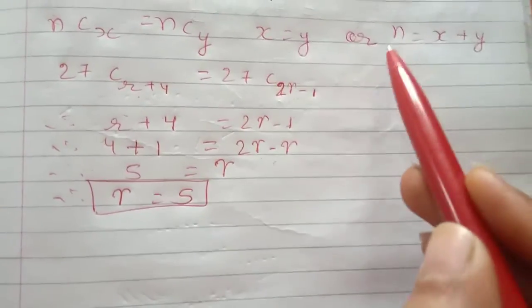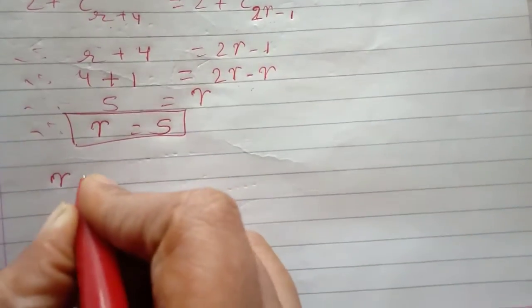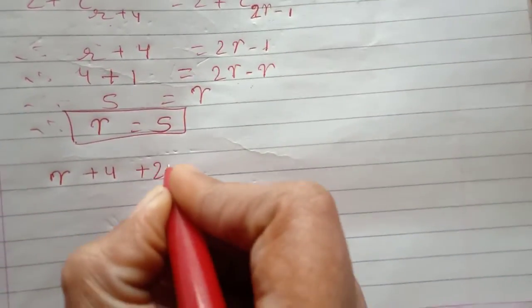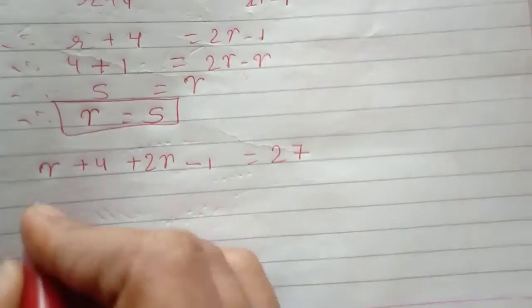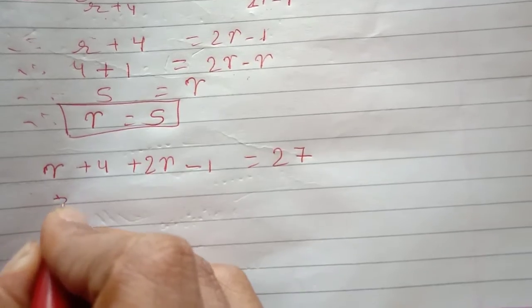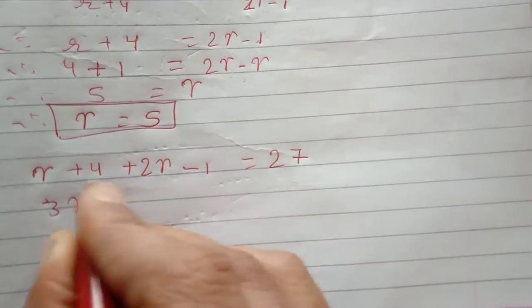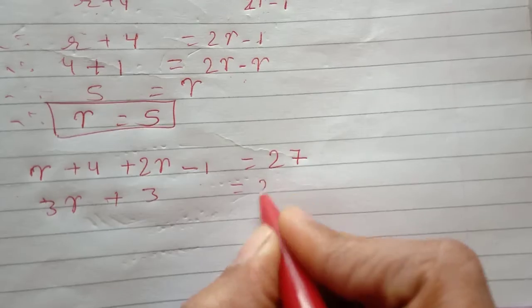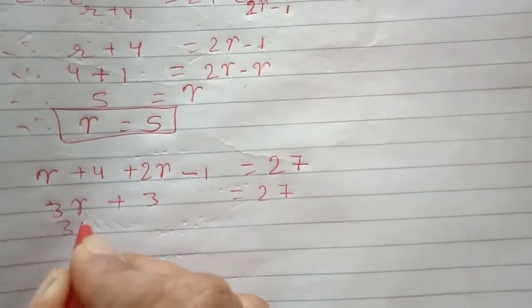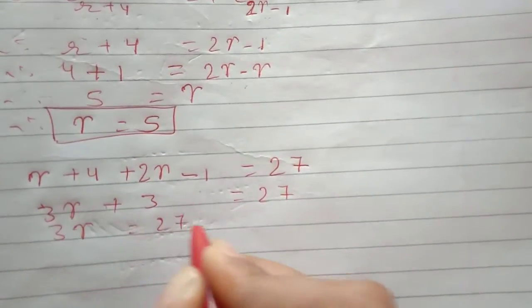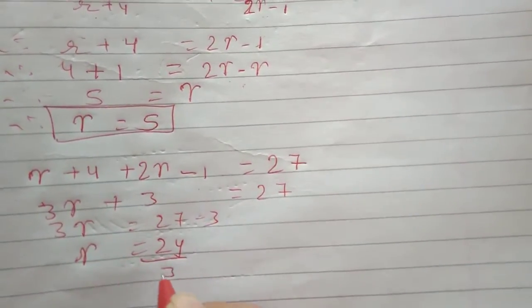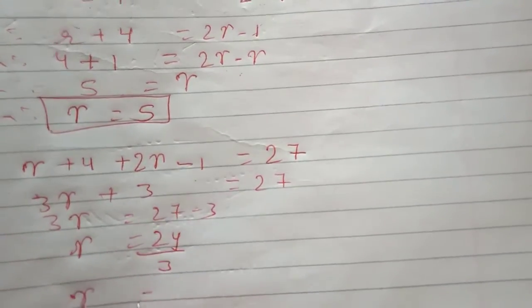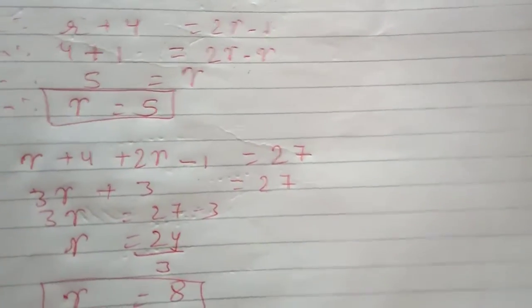Or if we are going by this definition, that is n is equal to x plus y, so we can write down (r plus 4) plus (2r minus 1) is equal to 27. Now we'll solve this. So it will become 3r plus 4 minus 1 is 3. So 3r plus 3 is equal to 27. Now 3r is equal to 27 minus 3, that is 24. So therefore r is equal to 24 upon 3. So r is equal to 8.